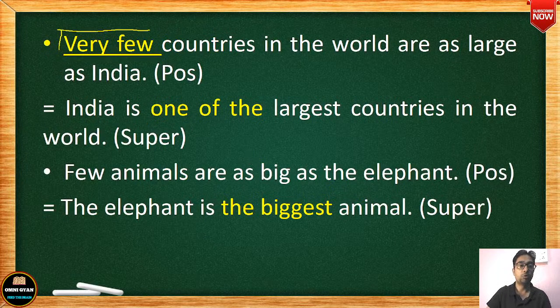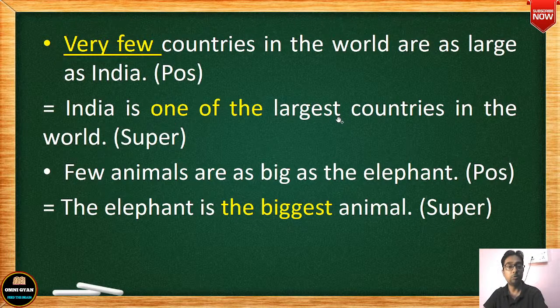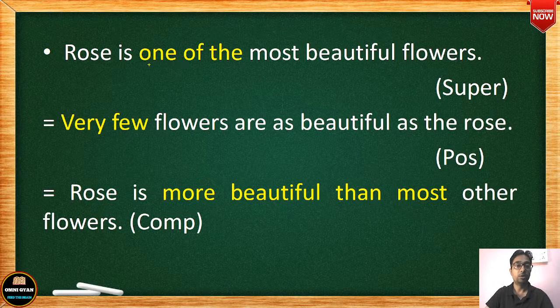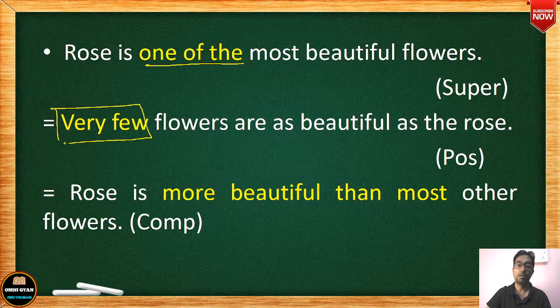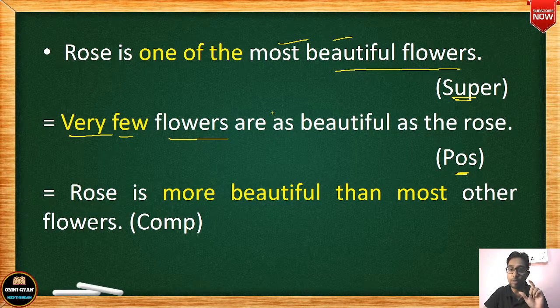See, because your question started with very few, so you used one of the in your answer. Here it is ulta. There is one of the in your question, so you start with very few. Same thing. ठीक है. तो रोज इज वन ऑफ द मोस्ट ब्यूटीफुल फ्लावर्स. ओके, सो मोस्ट ब्यूटीफुल, ऑब्वियसली इट इज इन सुपरलेटिव डिग्री, एंड यू आर आस्क्ड टू चेंज इट इनटू पॉजिटिव डिग्री. व्हाट यू राइट? वेरी फ्यू फ्लावर्स. एंड पॉजिटिव डिग्री स्ट्रक्चर इज व्हाट? एज ब्यूटीफुल एज. सो वेरी फ्यू फ्लावर्स आर एज ब्यूटीफुल एज व्हाट?